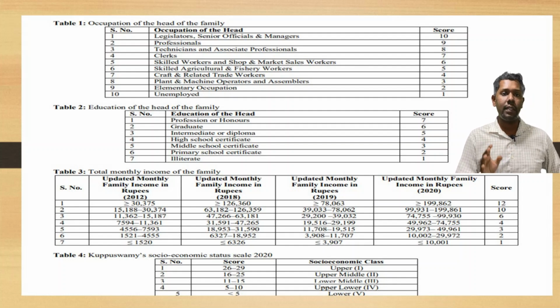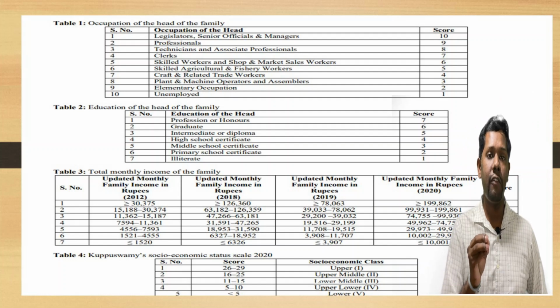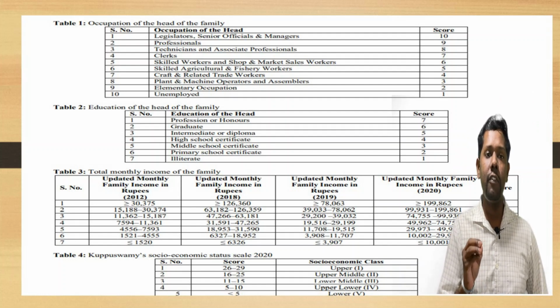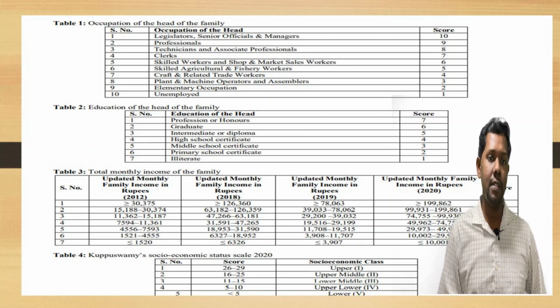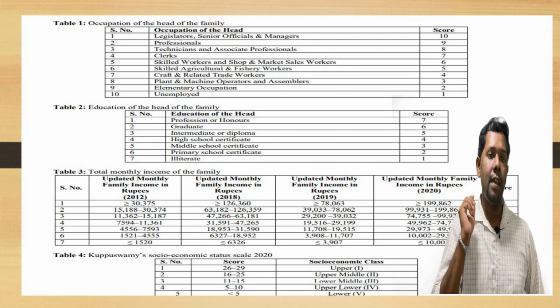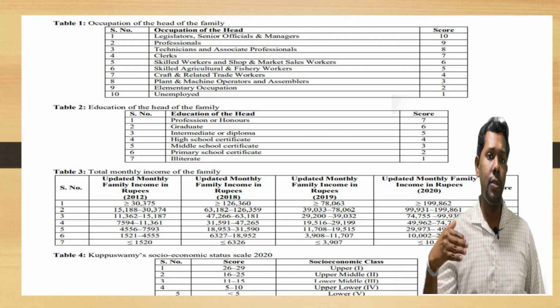Coming to the final one, that is family income. This is what I want to know: who are the family members and who are the earning family members. Coming to the total family income, according to the present per capita income of our country, India, it is around 1 lakh at the maximum criteria, scored from 1 to 12.